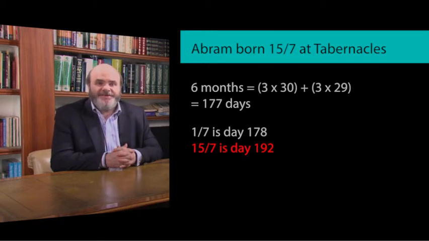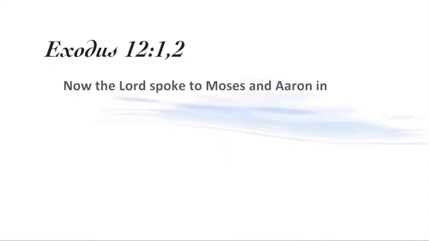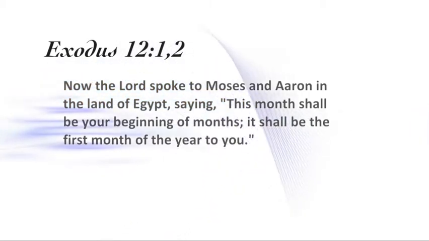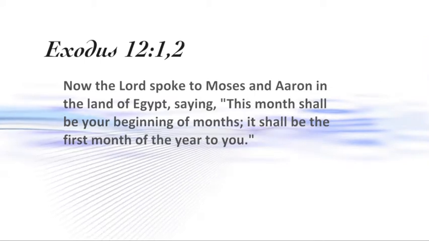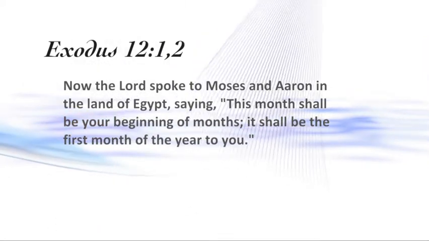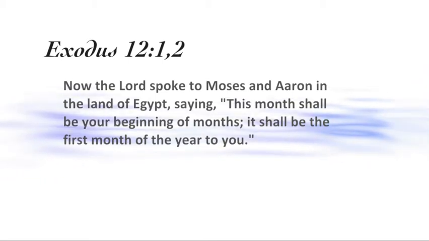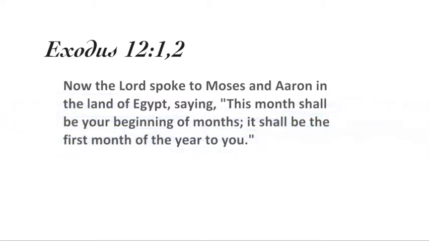The solution is the calendar change that God instituted 2 weeks before the Exodus as the new month was beginning. We read in Exodus 12, 1 and 2, "Now the Lord spoke to Moses and Aaron in the land of Egypt, saying, This month shall be your beginning of months. It shall be the first month of the year to you." Often, a new dispensation is marked by a change of calendar. In this case, the change was in the start of the year, moving from the autumn to the spring. The original lunisolar calendar, which would have started after the flood, had its first month in the autumn.